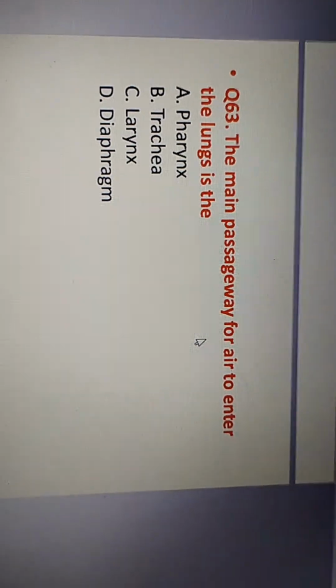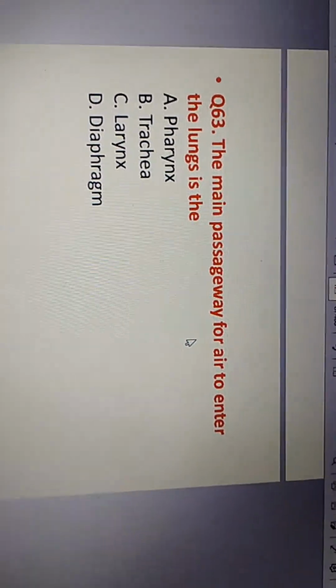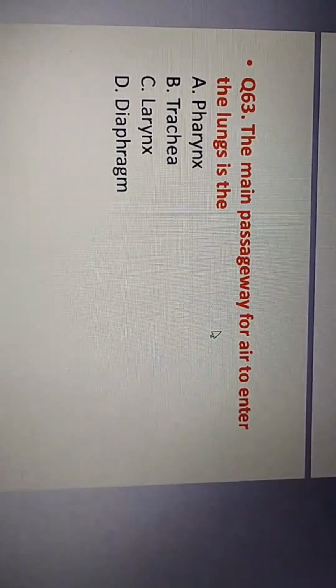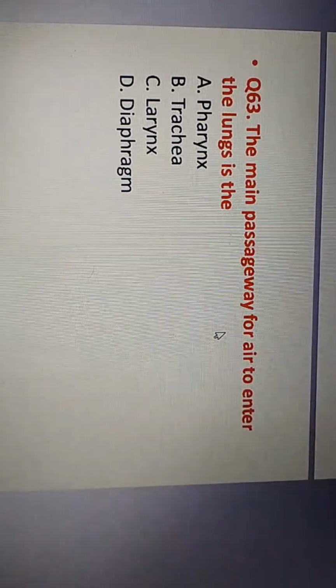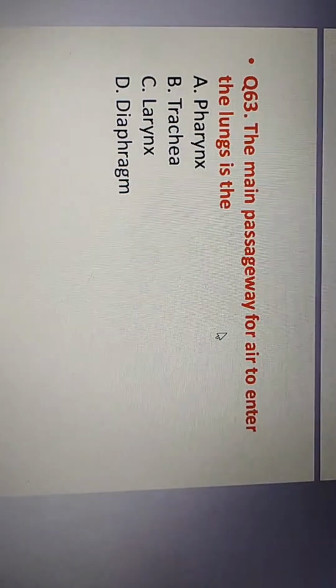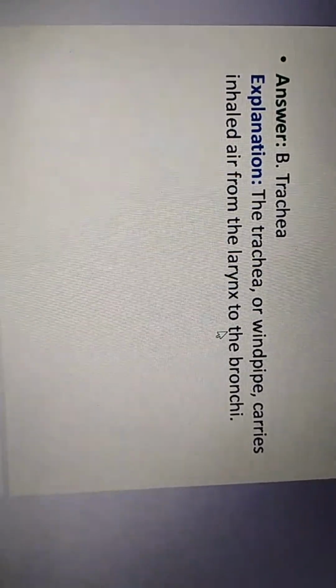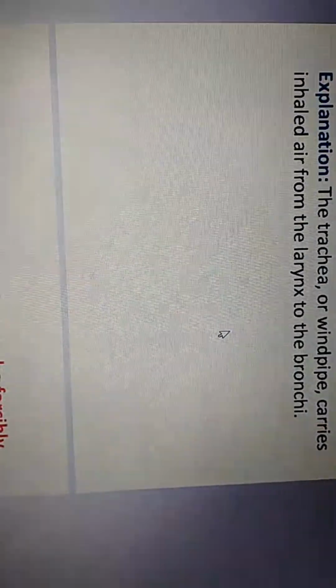The main pathway for air to enter the lungs is the option A pharynx, option B trachea, option C larynx, option D diaphragm. The correct answer is option B trachea. The trachea or windpipe carries inhaled air from the larynx to the bronchi.